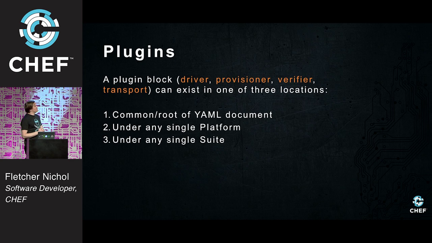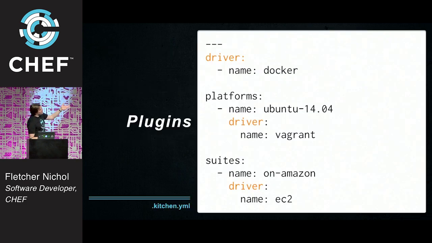And in terms of these kinds of plugins, you can think of them as config blocks. They can live in three places in the Kitchen YAML: in that global common part of the YAML document, you can also put any of them under any platform name. So if you need to customize your Ubuntu one to set something about the provisioner up slightly differently, you can do that. Or you can put it in any suite. So I don't know if this is a more clear example of that.